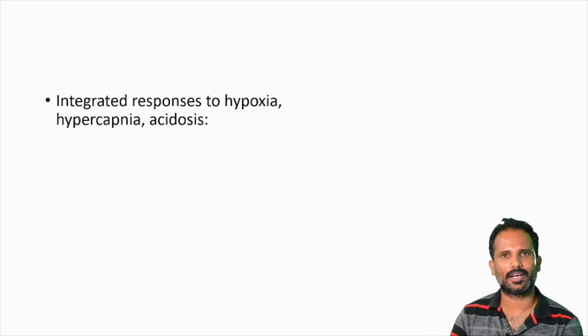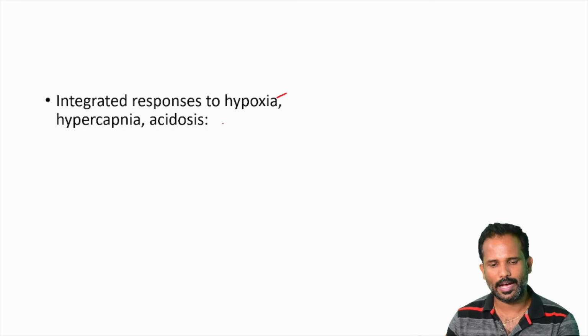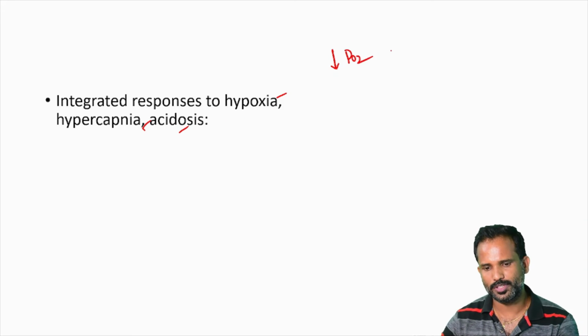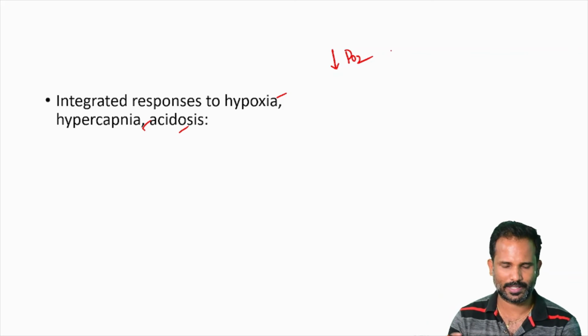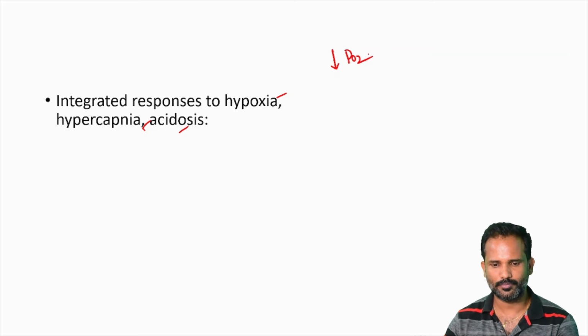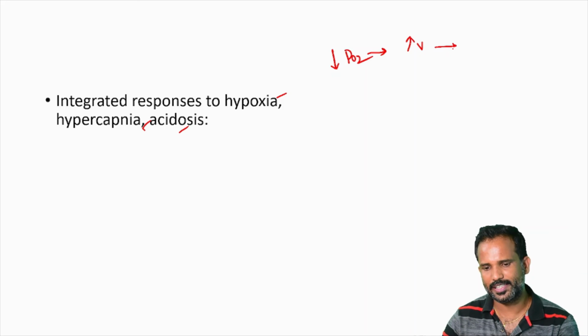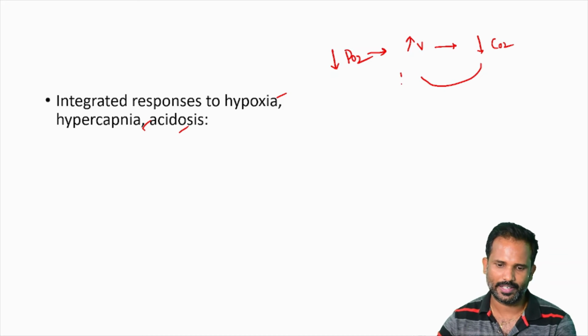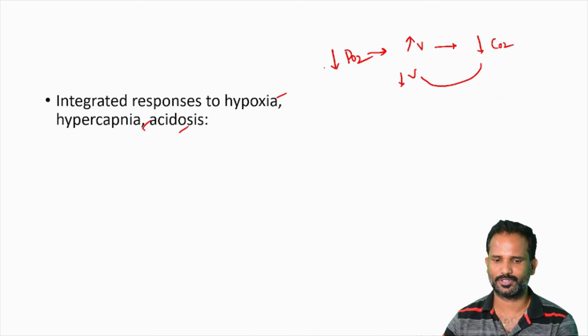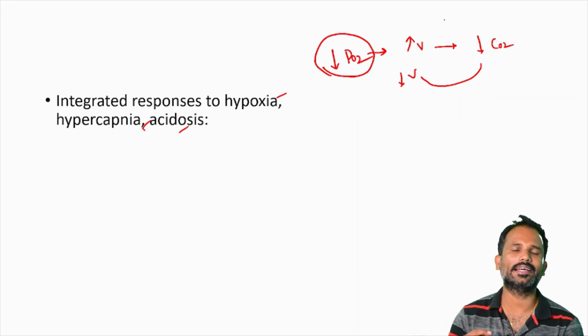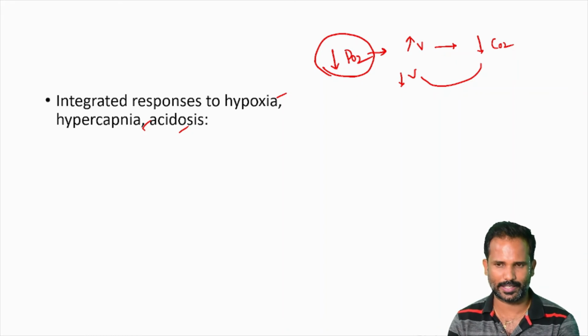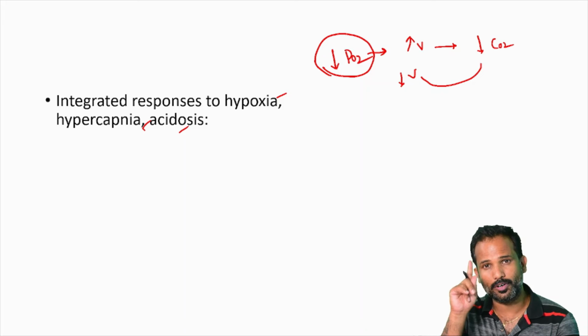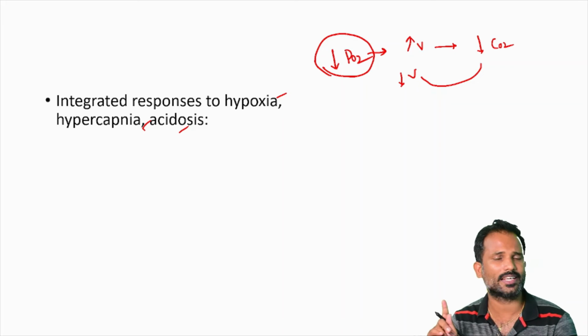Now the integrated responses to hypoxia, hypercapnia and acidosis. Let us think that PO2 is lowered, so peripheral chemoreceptors are activated and this causes increased ventilation, and that causes washing out of CO2, so decreased CO2 finally inhibits the ventilation. So hypoxia alone can increase ventilation, but it is inhibited until PO2 goes below 60 mmHg.